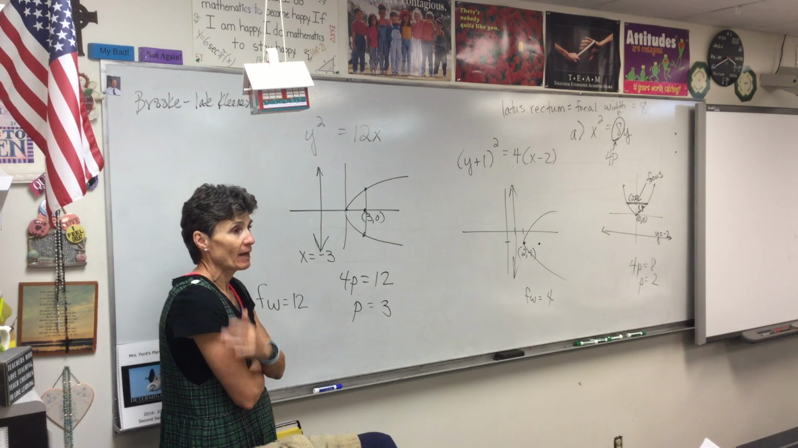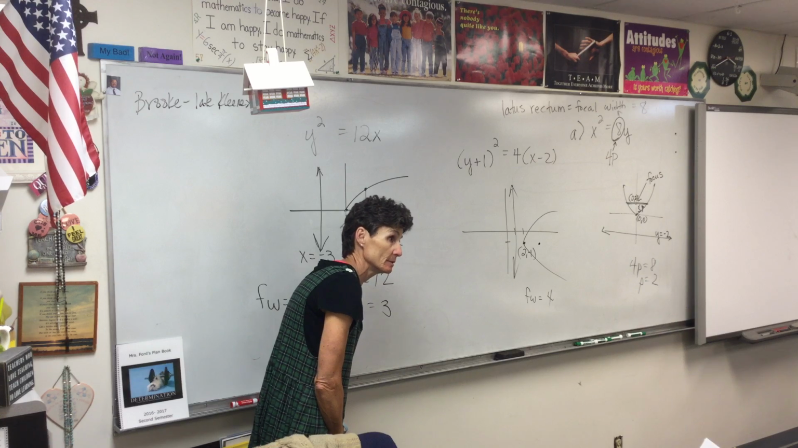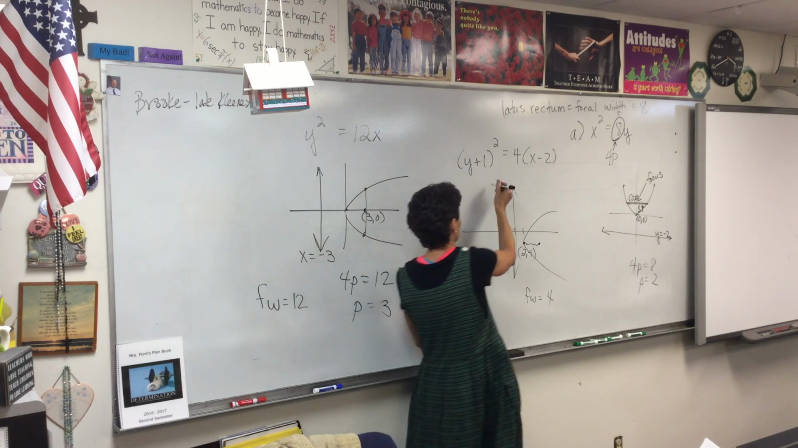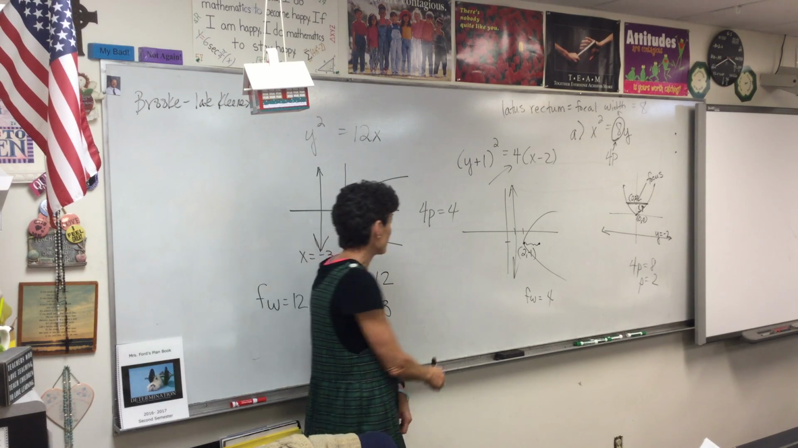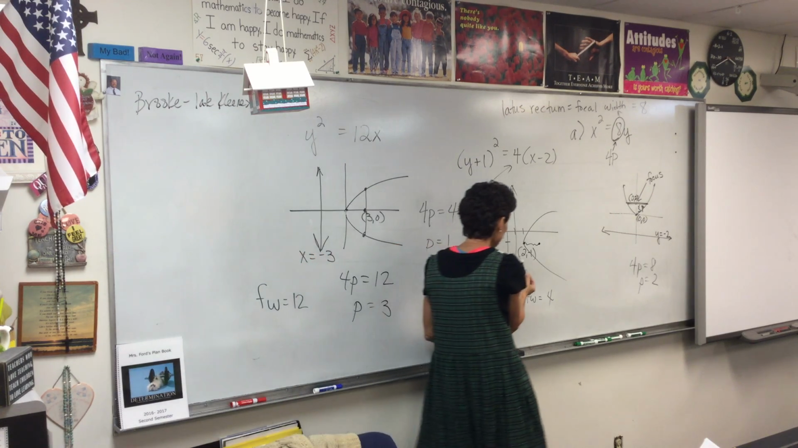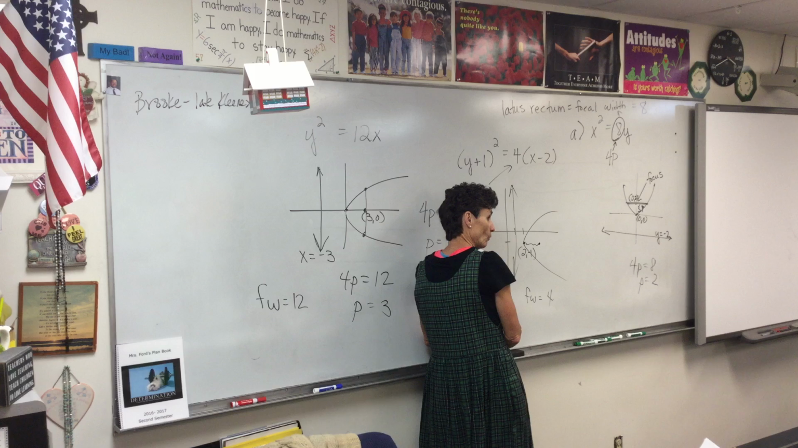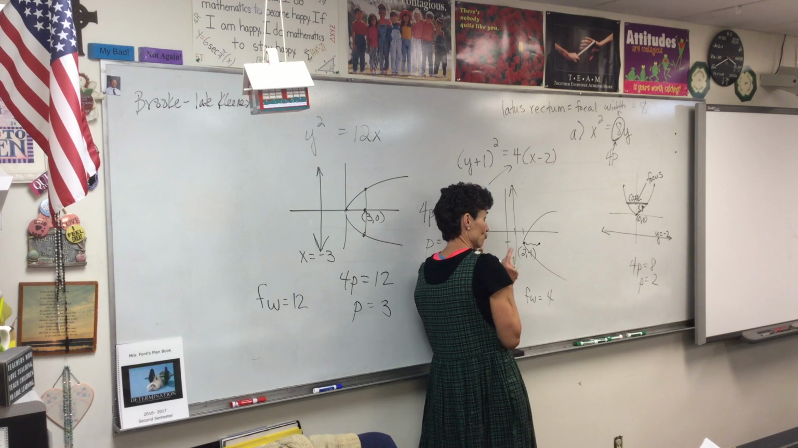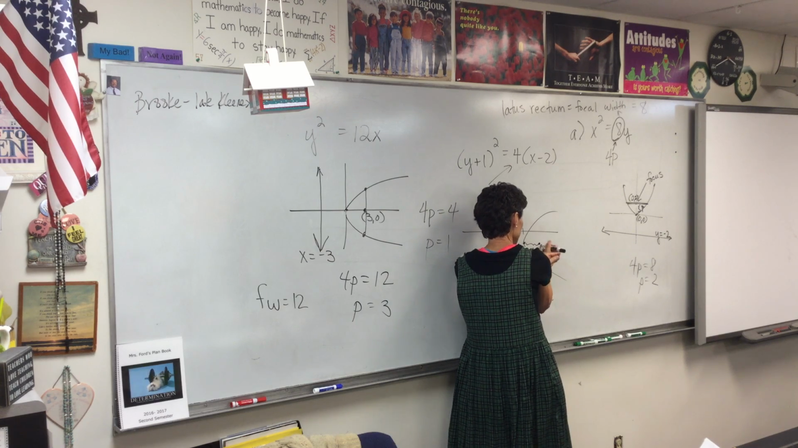How am I going to find my focus? I need to know what P is. P is how far I'm going to go, right? So I'm going to look at my equation, and I'm going to say 4P is 4, which means P is 1. So we're going to start right here at this point, and we're going to go forward 1. Tell me where I'll be if I go forward 1. I'm going straight ahead. So won't it be 3 comma negative 1?